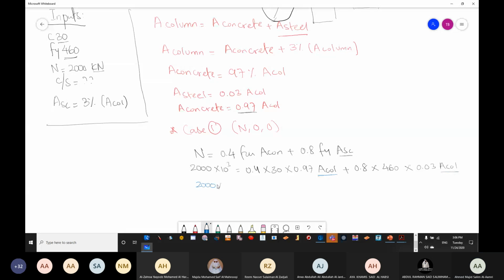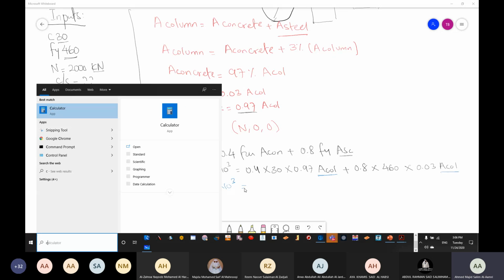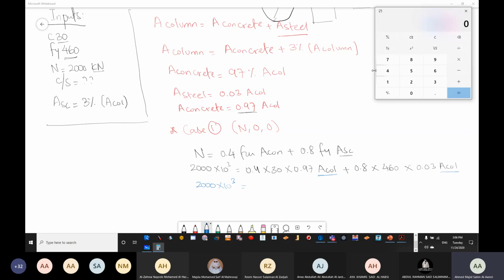So 2000 into 10 to the power of 3 is equal to 0.4 into 30 into 0.97. This is going to give you 11.64 area of column, plus... sure, it's direct, 3% is steel, then concrete is going to be how much? It's going to be 97% of course, because there is nothing except steel and concrete in the section. Plus 11.01 area of column. So my area of column is equal to 2000 into 10 to the power of 3 divided by 11.64 plus 11.00.